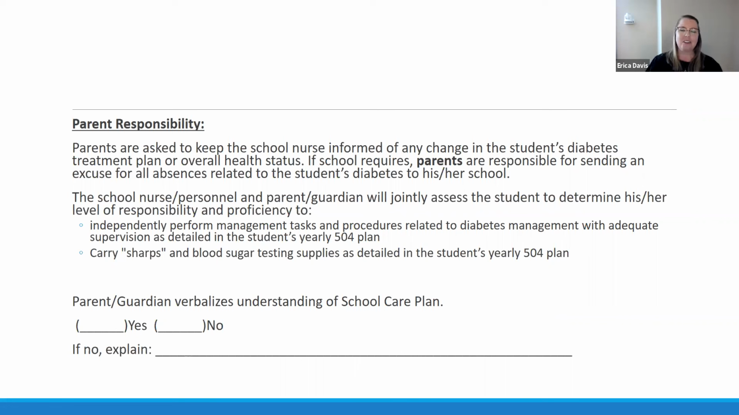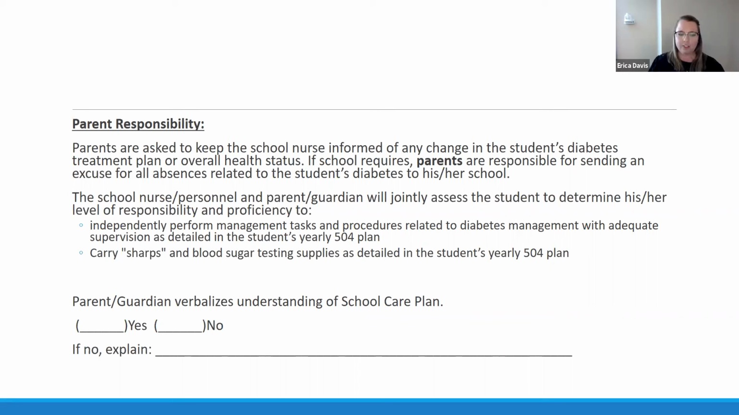Just because a child seems like they are able to do that, a lot of times our teenagers especially need a little bit of extra help and supervision to make sure that they are adequately administering their insulin, checking their blood sugar, checking their ketones. And so we want to make sure that everyone is on the same page with who is responsible for that care, no matter the age of the child or what school they're in, elementary school, middle school, or high school.